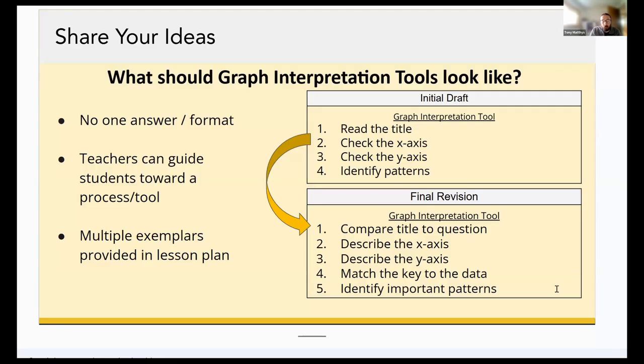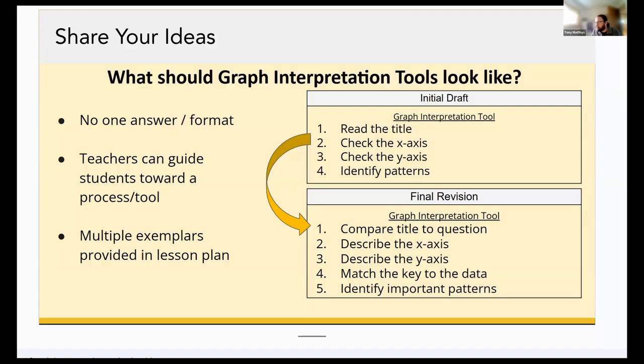My personal opinion is we want these tools to really be as concrete as possible, with language that makes sense to students, and includes action verbs that encourage sense making. So a lot of times students will just want to say, check the x-axis, check the y-axis, and really pushing them to describe that x-axis, describe that y-axis. What does that mean to me? Another big one that we saw mentioned in the challenges on the other slides is trying to connect that graph back to the question or phenomenon.